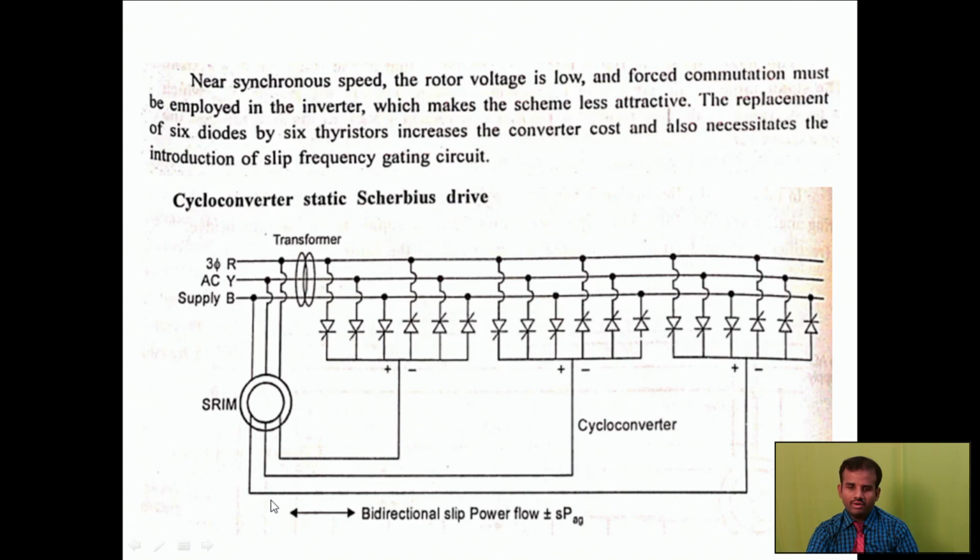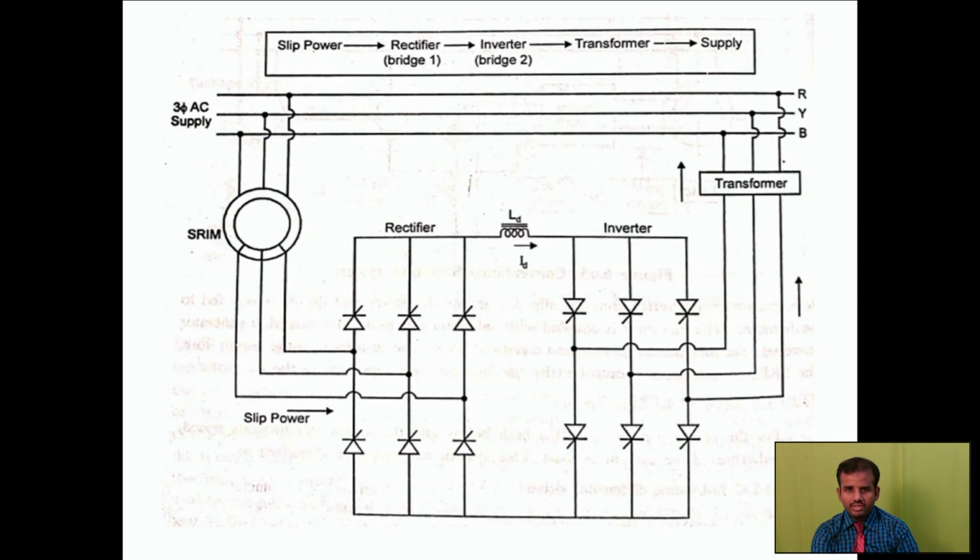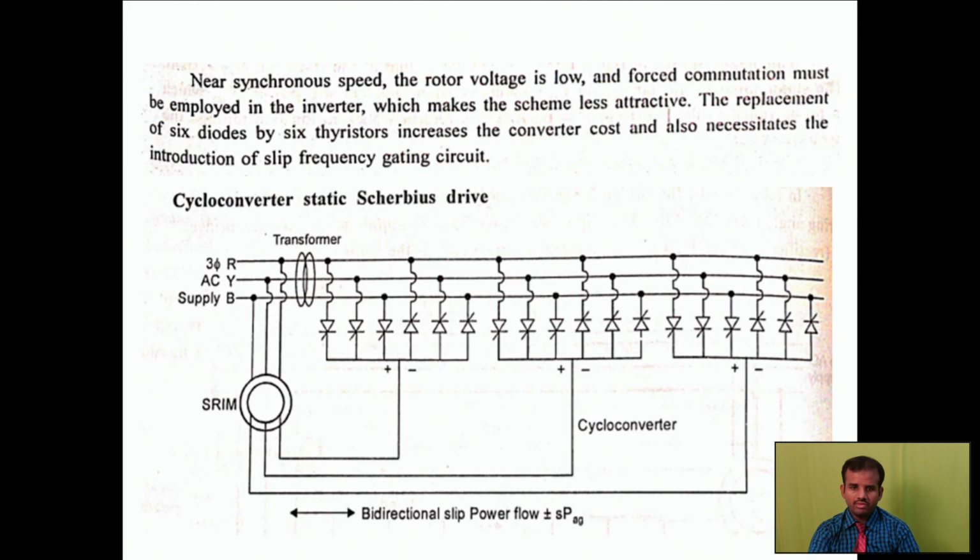But here we have to flow the power from one direction to another. There is a bidirectional power flow. In this drive, there is a power flow from the supply to the rotor circuit, but in the previous diagram, the power flows from the rotor circuit to the supply. Here in the cycloconverter static Scherbius drive, the power flows in both directions. There is a bidirectional slip power flow, where the slip power is represented by s times Pag. That is, the power flows in both directions.